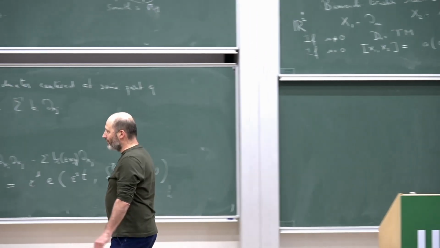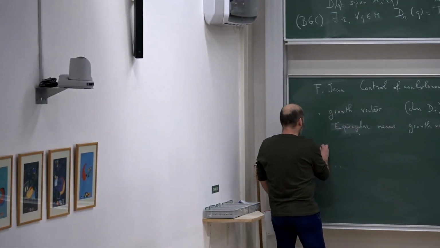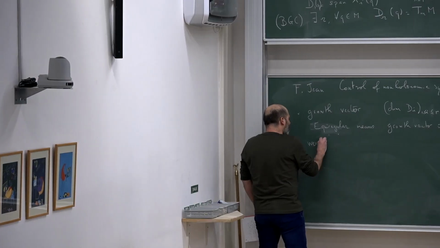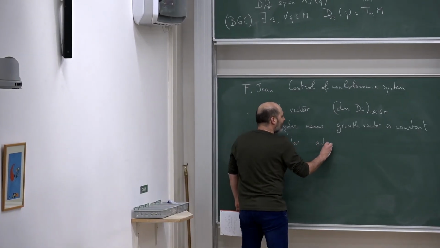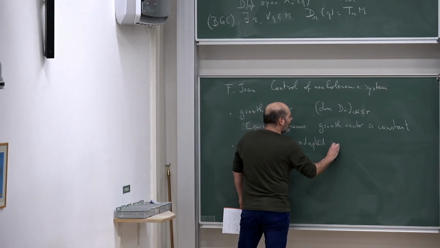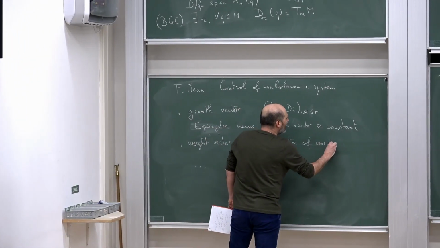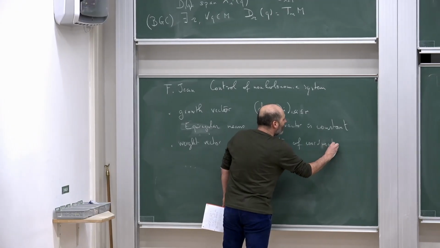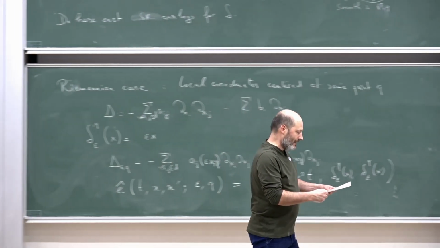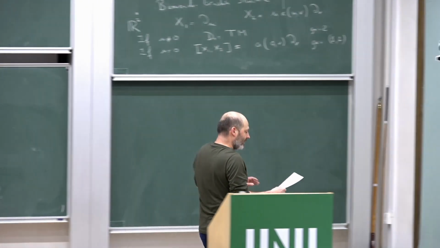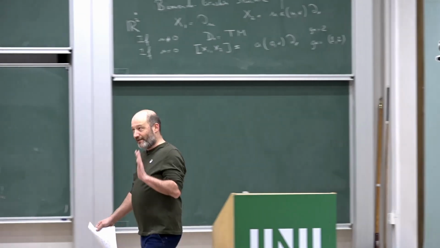So that's the growth vector, and now I have the weight vector. The weight vector is for an adapted system of coordinates. As you see, my skills in geometry stop quite fast. I use a system of coordinates.